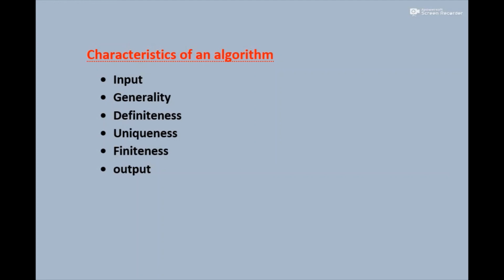The next one is finiteness, which means an algorithm should involve a finite number of steps to reach a solution. And the last one is output. After the instructions are executed, the user must get the desired result. So these are some characteristics of an algorithm.